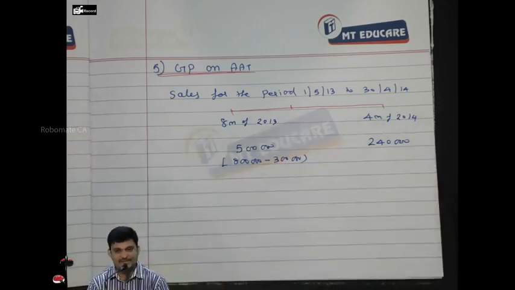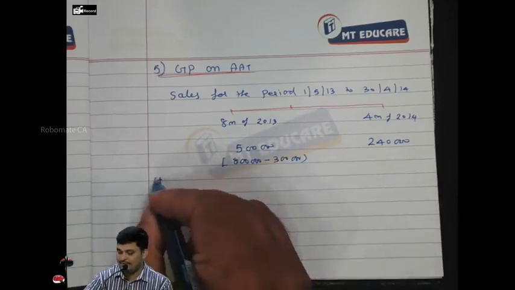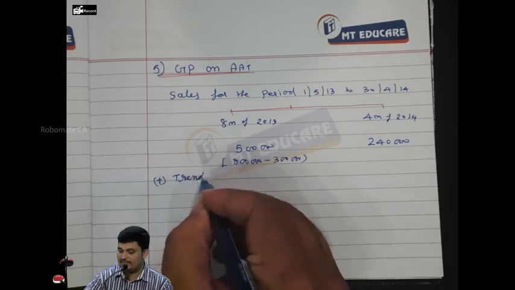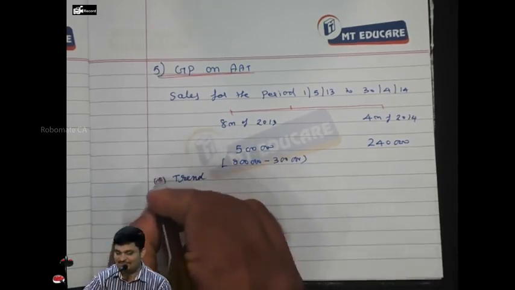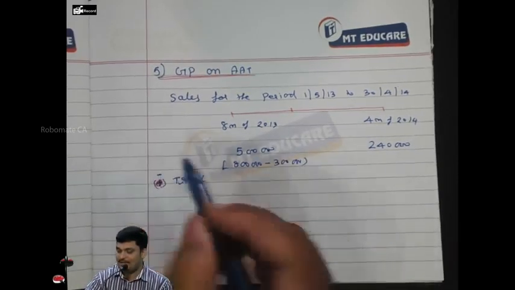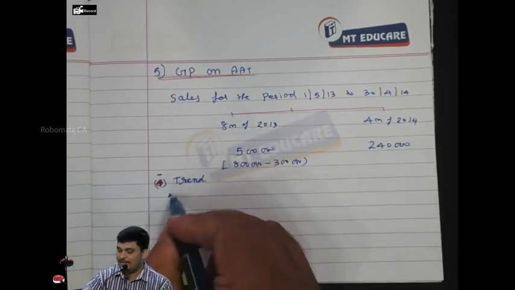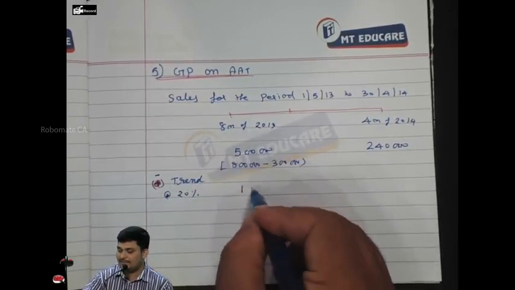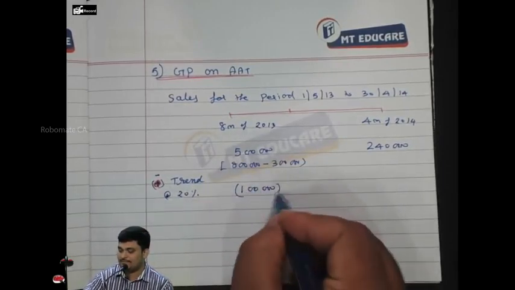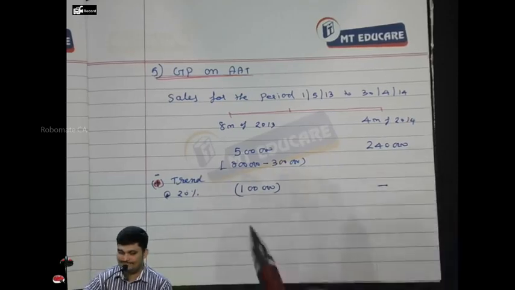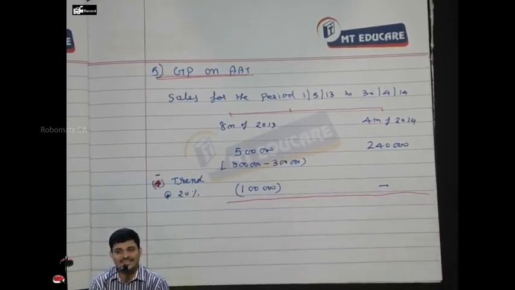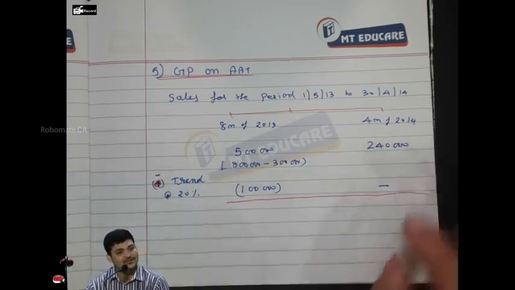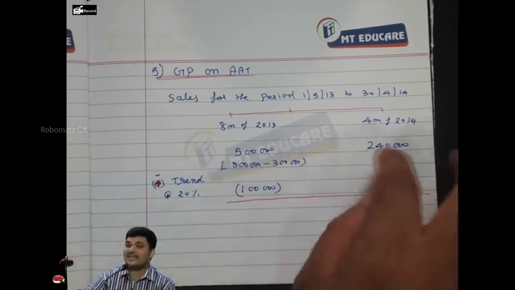Now we got 12 months sales. We'll apply trend. Plus trend. Sorry. Minus trend at 20%. There is another twist. The twist is that we are not applying trend on this, because the sale is already trend adjusted.